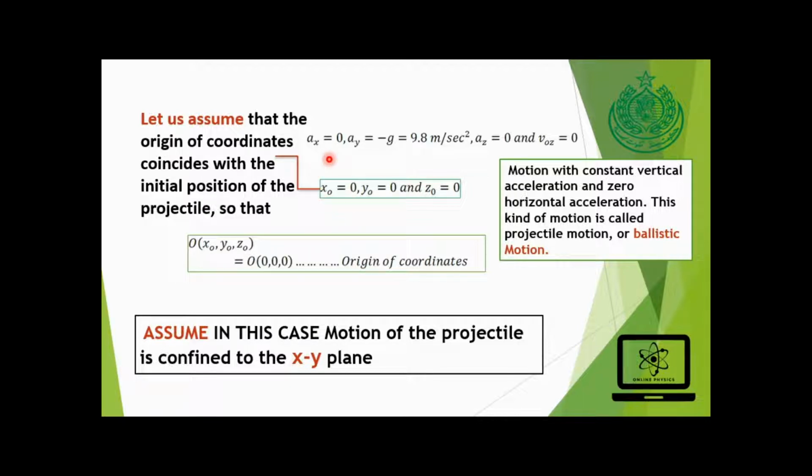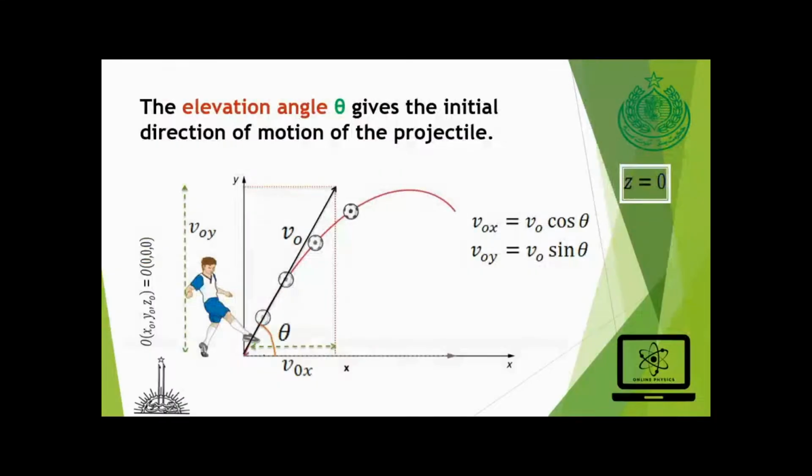So Ax is 0 because there is no horizontal force. Ay is minus g because there is only a constant downward acceleration acting on the projectile. Az is 0 because we are taking the xy plane. So the initial position x naught, y naught and z naught is 0 because we are taking it at the origin of coordinates.